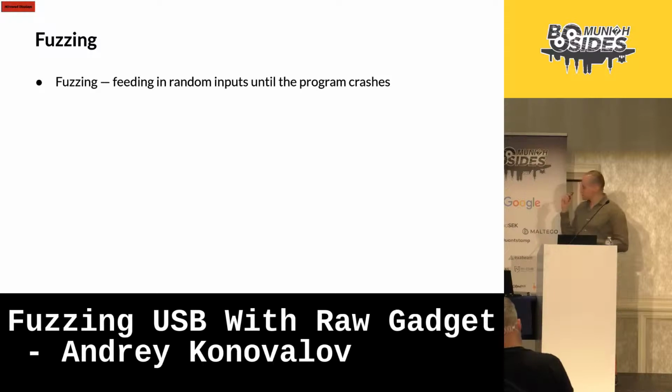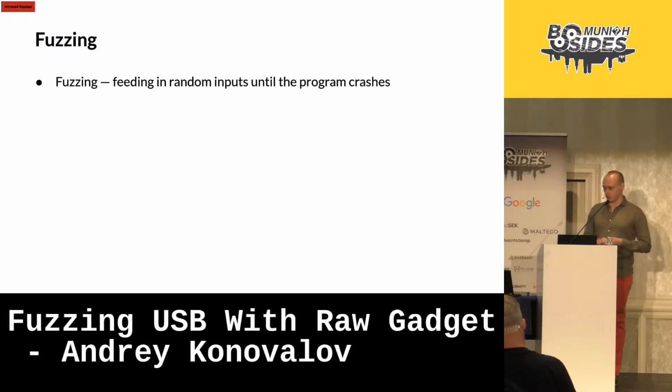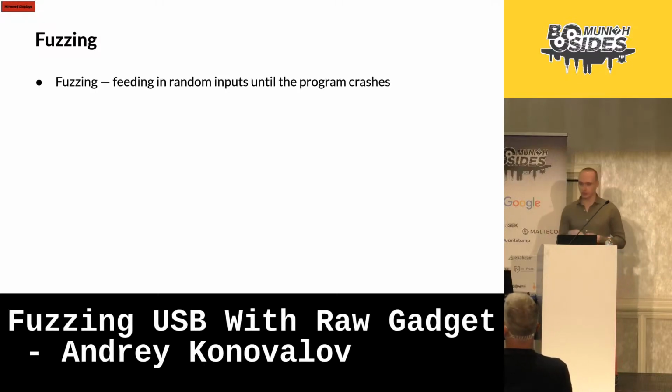All right, to find these bugs, I wanted to use an approach called fuzzing. Fuzzing is a way to find bugs in computer programs, and it can also be applied to the kernel. So I have this definition for fuzzing: fuzzing is feeding random inputs into the program until the program crashes. And it works like this.